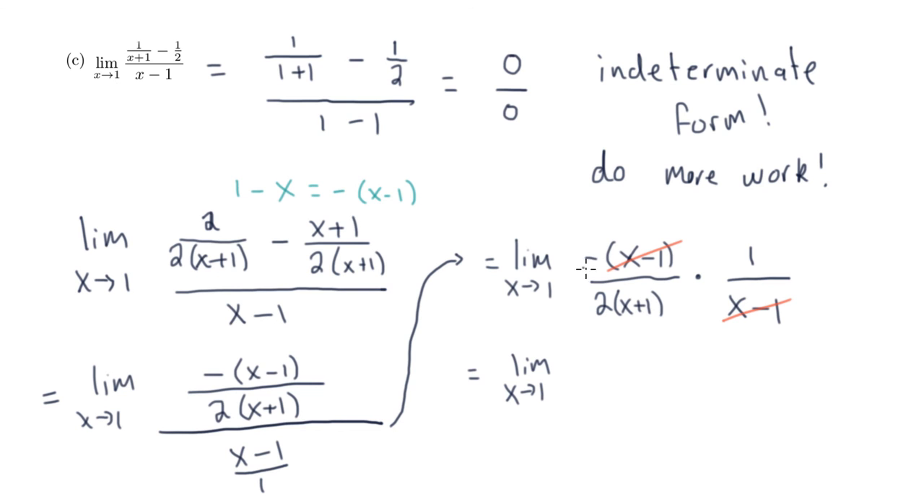Well, we still have this negative. The numerator is now just 1, so negative 1, over 2 times x plus 1. But if I plug in 1 here, I have negative 1 over 2 times 2, or in other words, negative 1/4. So the limit of this function as x approaches 1 is negative 1/4. Once again, I'll say, hardest part of all of this is algebra.